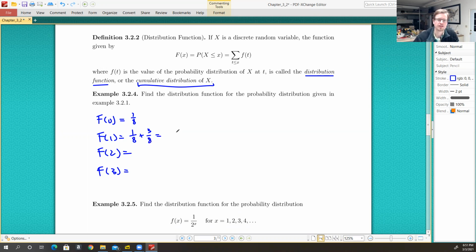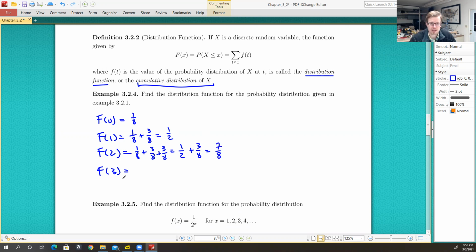And this is equal to, notice that this is f of 0 plus the probability of having 1. So this would be 1/2. Here, F of 2 is the probability of having 0, 1, or 2. So this would be 1/8 plus 3/8 plus 3/8. And I think it's worth pointing out that this is the same thing as F of 1. So 1/8 plus 3/8 is 1/2, plus the 3/8 for the probability of having 2, which overall gives us 7/8.